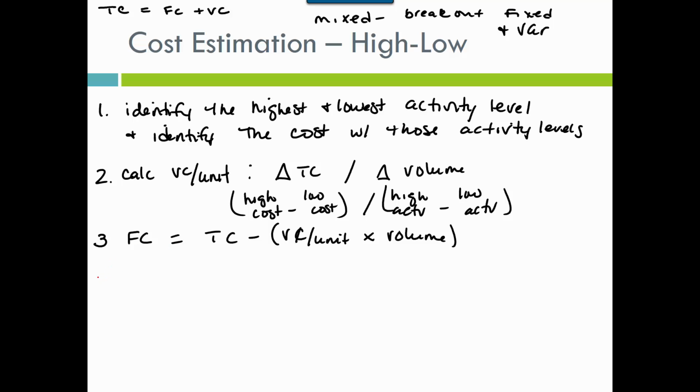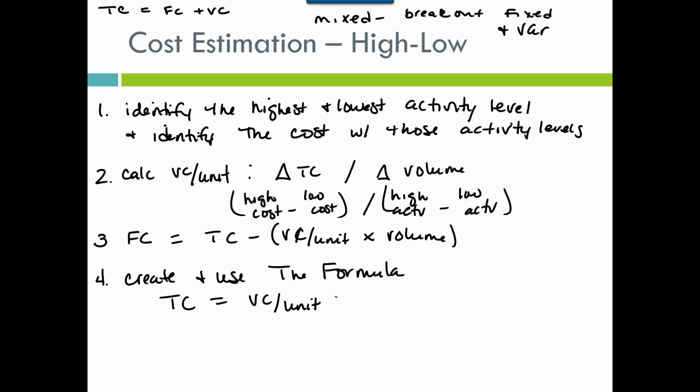Once I have those 2 points, I can create and use what I call the formula, and see it's capitalized so you know it's important. And that is just for any month, the total cost will always be the variable cost per unit times the volume plus the fixed cost. Because that variable cost per unit stays the same and the total fixed cost stays the same. So all I have to do is plug in a volume and I get it.